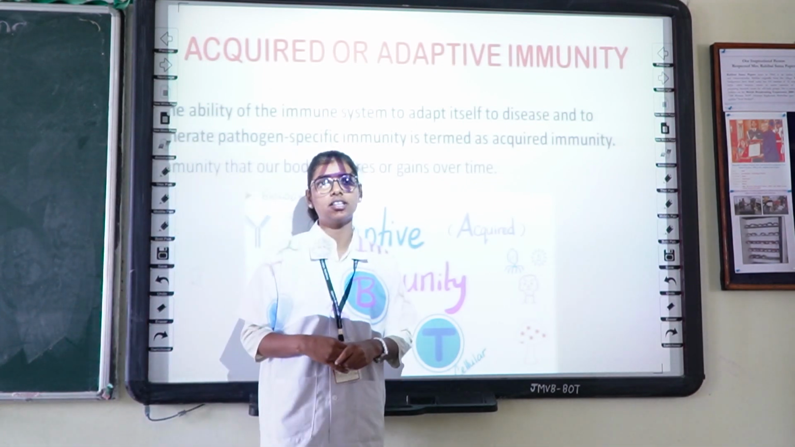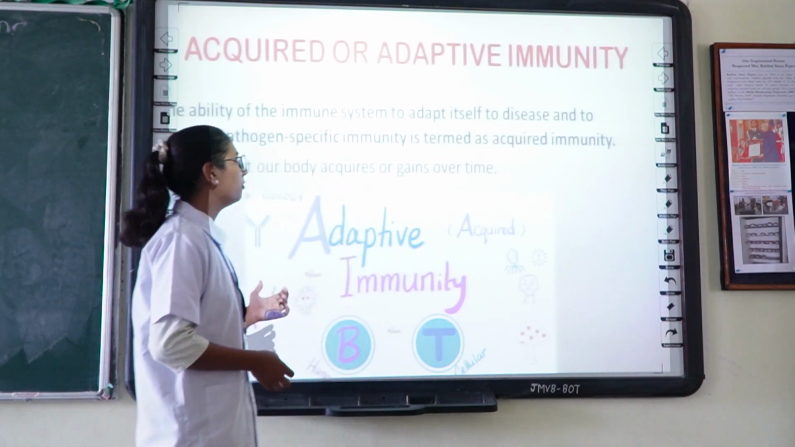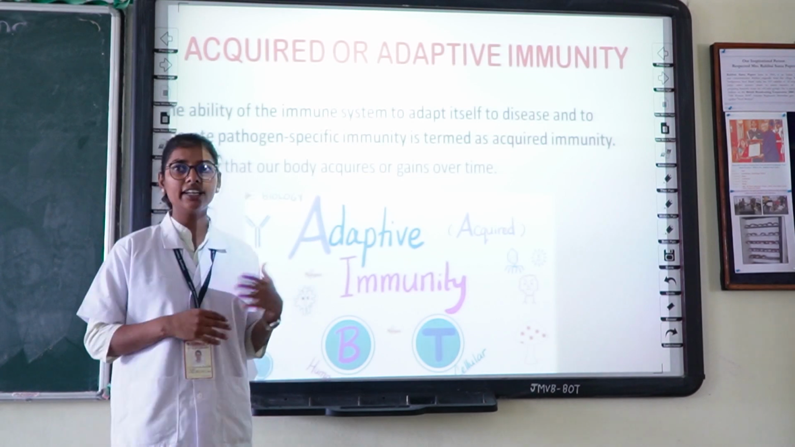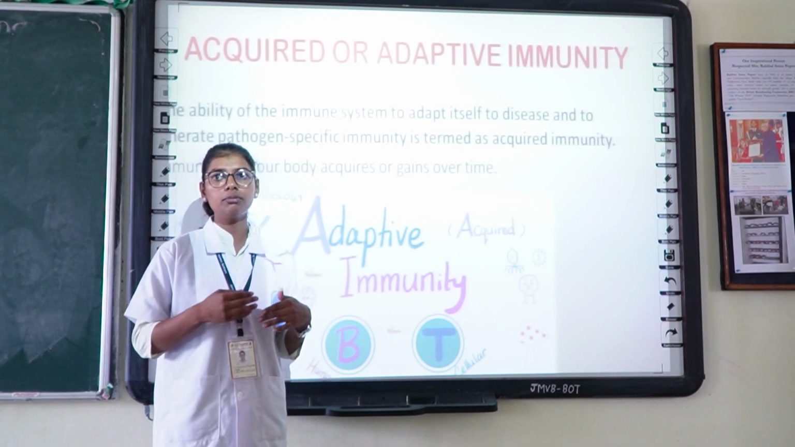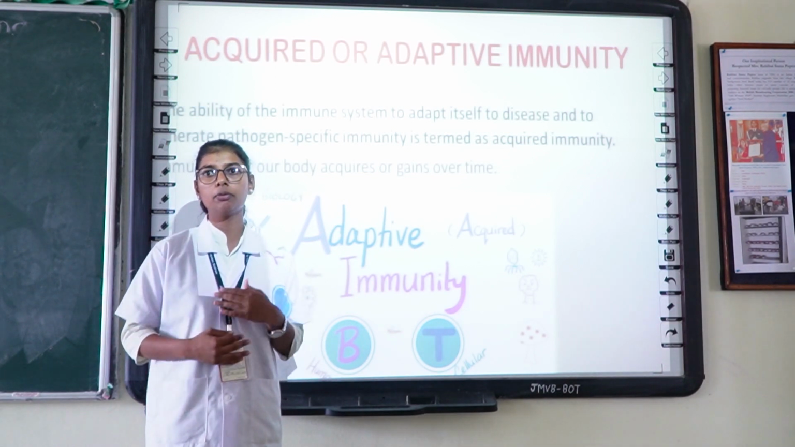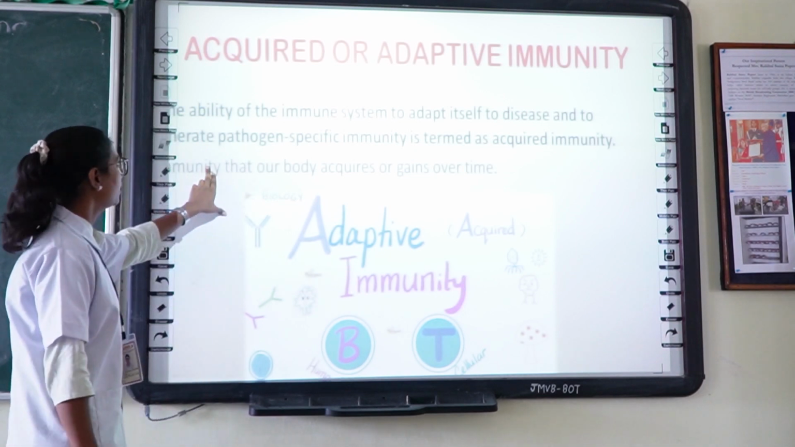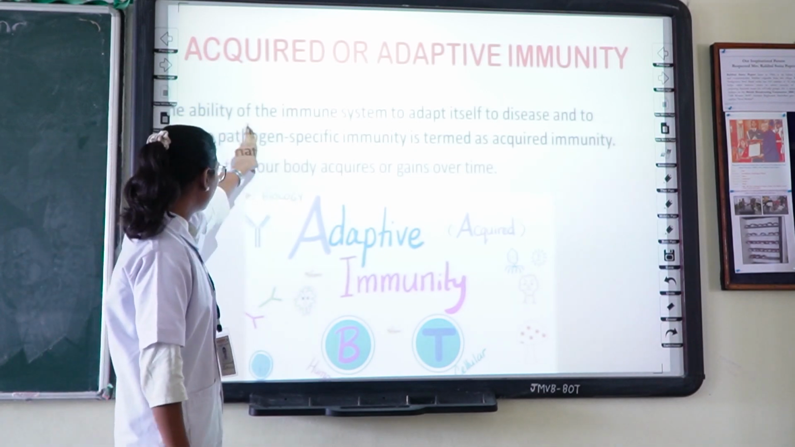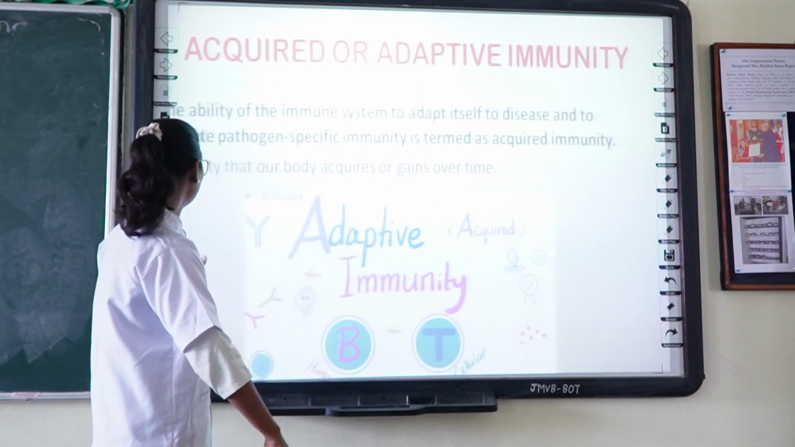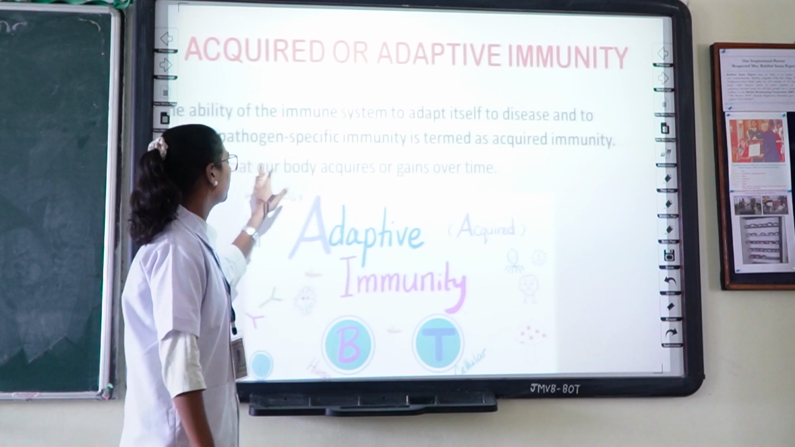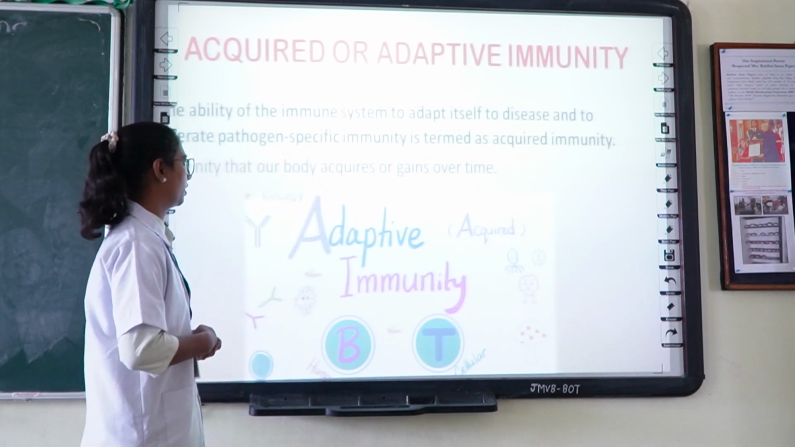We will see the acquired or adaptive immunity. Acquired or adaptive immunity is the immunity that we acquire, in which we are directly exposed to the pathogen, and afterwards we fight and develop immune power inside our body. It is the ability of the immune system to adapt itself to the disease and certain pathogens. It is also a pathogen-specific immunity, termed acquired immunity. Next slide.